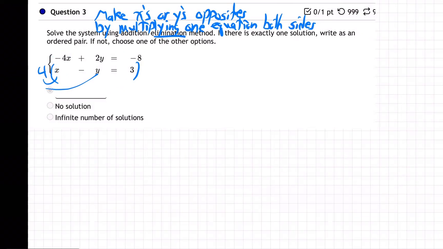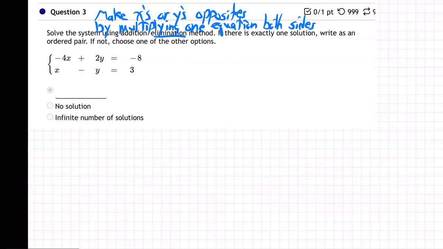Or let me give you another option. Can't we just do the bottom equation? Couldn't we make the y's opposites? Yeah, if I made that a minus 2y, then that would be the opposite of plus 2y, and they would eliminate. You could do that. Like I said, you could do the x's or the y's. It doesn't matter. Just get somebody to drop out. Maybe I'll just do that last one.